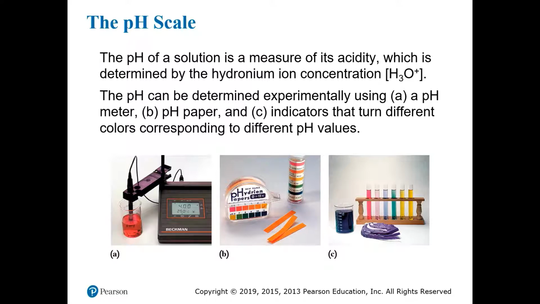Experimentally, we can determine the pH several different ways. We can use a digital pH meter, like you see here in picture A. This measures the conductivity of the solution, which is due to those hydronium ions. Or we can use pH paper, like in picture B, or a solution indicator, like in picture C. This one is extracted from red cabbage. And the pH paper and the solution indicators both change color depending on the pH of the solution.